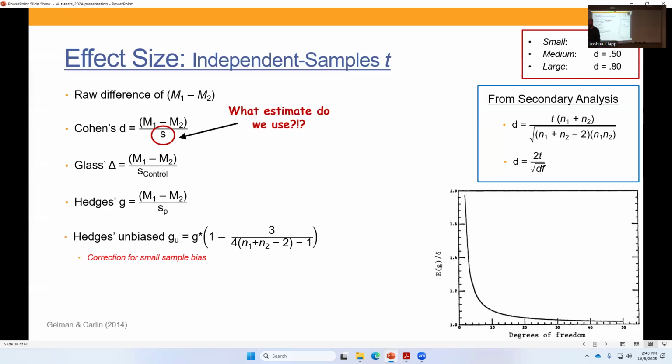On the first for secondary analysis, yeah. On the right of the square root, is that supposed to be n1 times n2? Yeah. But probably this should just be 2 times your t-test divided by the degrees of freedom of your t-test is probably the easier way to go through.